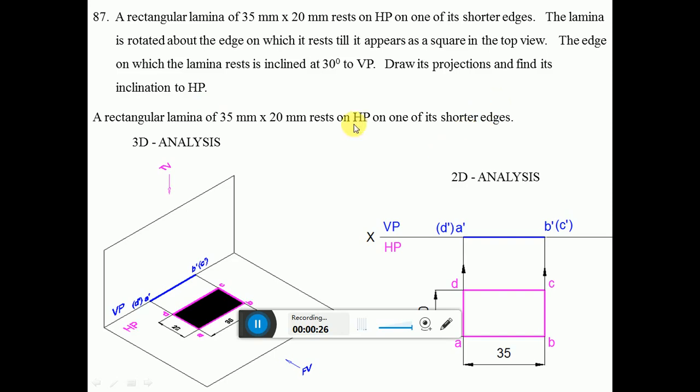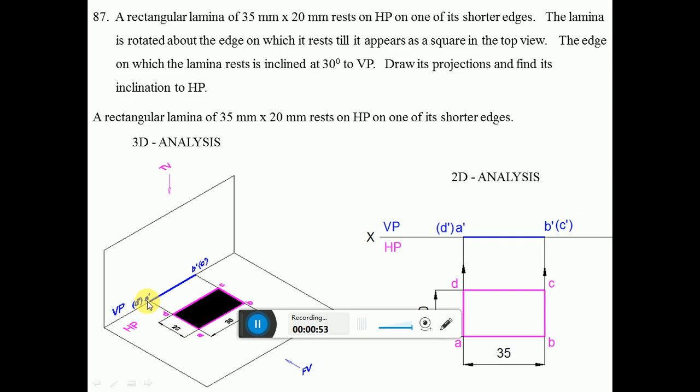So he says one of its shorter edges on HP. Since it is resting on HP, obviously you have to start from HP. So it is very clear that a shorter edge has to rest on HP. The edge which is resting on HP has to be perpendicular to VP. That is the reason why the shorter edge of 20 mm is perpendicular to VP. So you are getting a point here.